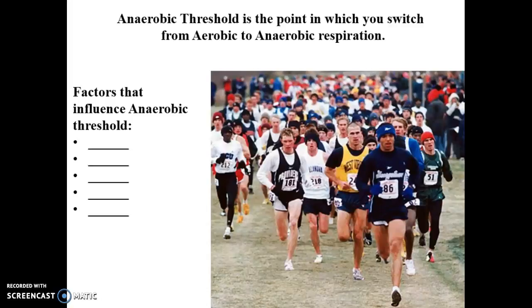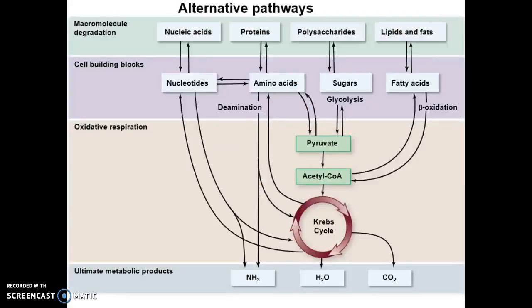Okay, so the primary ingredient for all of this respiration is always going to be glucose. That is your best ingredient. That's the one that our body wants to use because it's ready to go and can get turned into a lot of ATP. But we do have other options. We have what we call alternative pathways. We can take nucleic acids, break them down. We can take proteins, break them down. We can take complex polysaccharides, break those down, and we can do the same thing with lipids and fats and break them down.